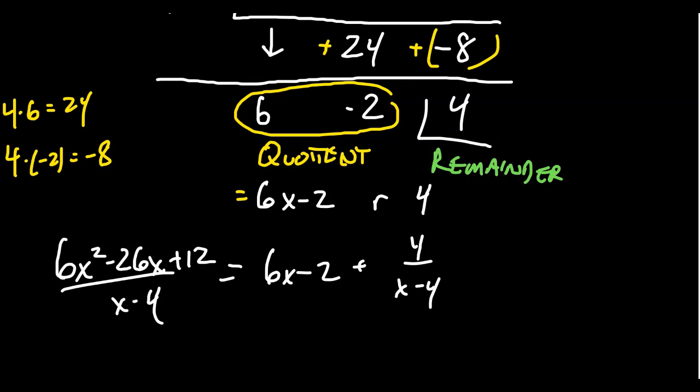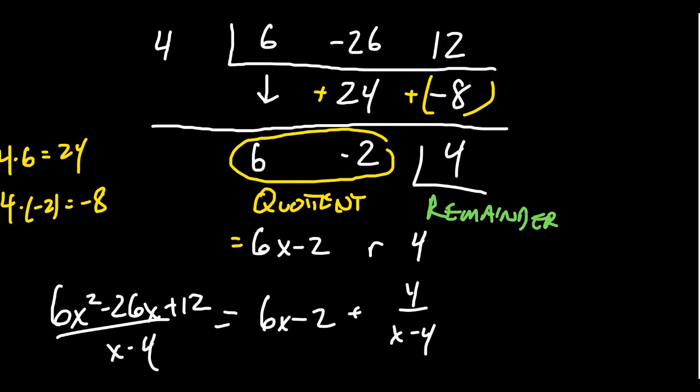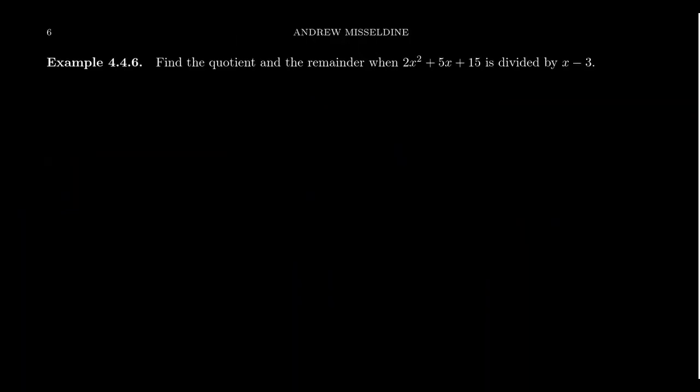Now, I want you to compare what we did in this example to a previous video for which the link you can now see on the screen. We did this exact same calculation using long division, and our quotient was 6x minus 2, and our remainder was 4. It's the exact same. But synthetic division has a great simplicity to it. We can fill out this tableau super, super fast. And I want to show you some examples of this.